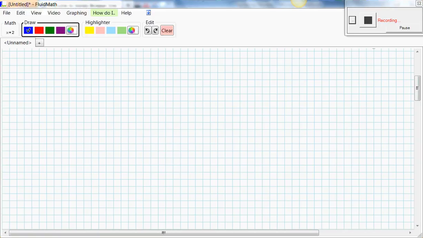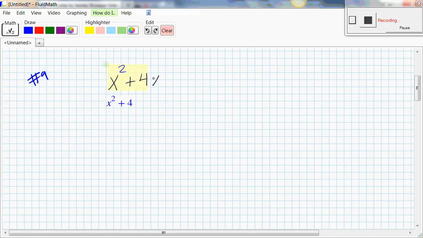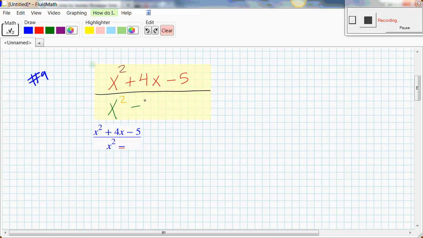Number 9? Okay. What does number 9 say? X squared plus 4x minus 5, all divided by what? X squared minus 2x plus 1. Is that right? Yeah. Let's see if the calculator gets it right.